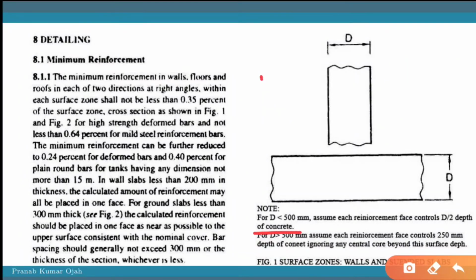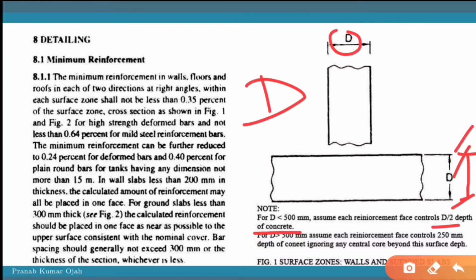See here, capital D means the thickness of the wall, not the diameter, as we discussed at the beginning of the problem, where we took capital D as the diameter of the tank. But here, as per the IS code, D represents the thickness of the wall. So it should be D by 2 for the calculation. Actually, it is capital D, meaning thickness.